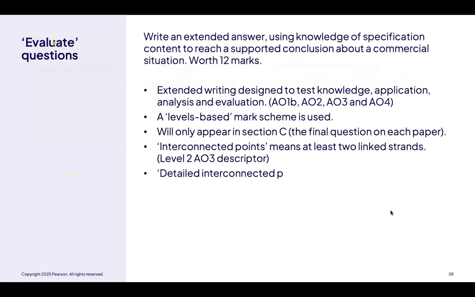The final question type I want us to go through today is evaluate. So we're going to look at evaluate questions now. This is the final question type, and it's the one that's worth 12 marks at the end of a paper. And it brings all the skills together, actually. Write an extended answer using knowledge of the specification content to reach a supported conclusion about a commercial situation. It's worth 12 marks. So it's extended writing.